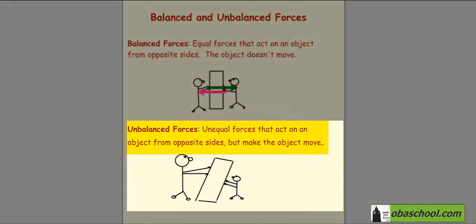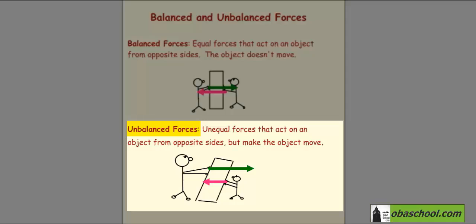Okay, now for the unbalanced forces, it is unequal forces that act on an object from opposite sides but make the object move. Look at the image. The shorter person is trying to exert force to the left, which is the pink arrow, while the taller person is exerting an effort to the right, which is the green arrow. Notice that the green arrow is longer than the pink arrow. That means the taller person is exerting more force than the shorter person.